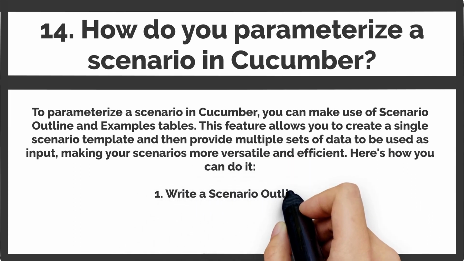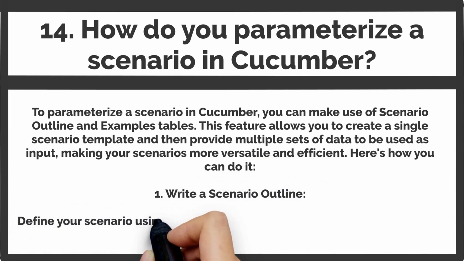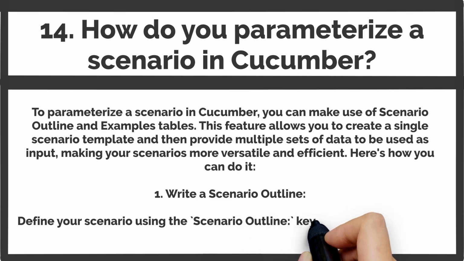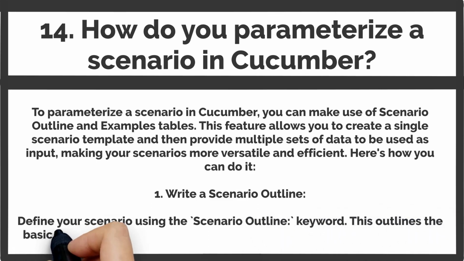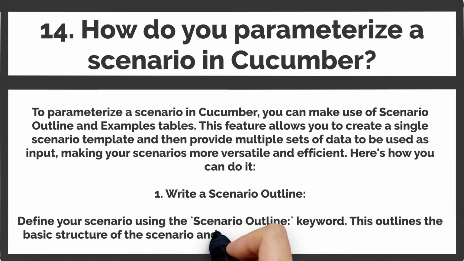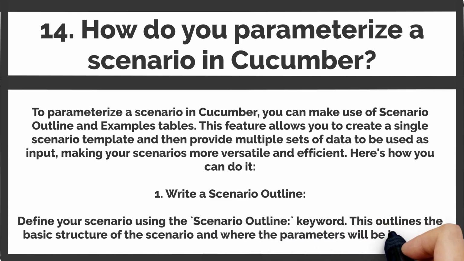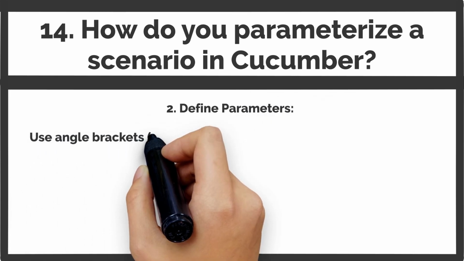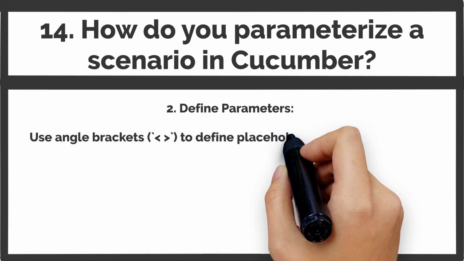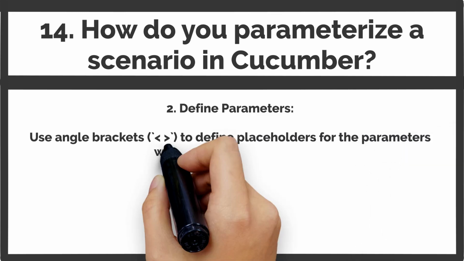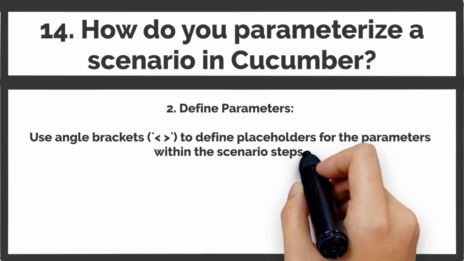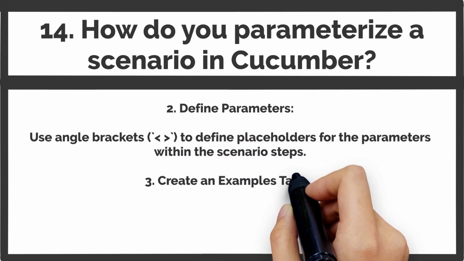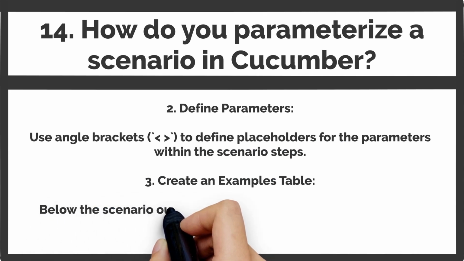1. Write a scenario outline. Define your scenario using the scenario outline keyword. This outlines the basic structure of the scenario and where the parameters will be inserted. 2. Define parameters. Use angle brackets, less than, greater than, to define placeholders for the parameters within the scenario steps.